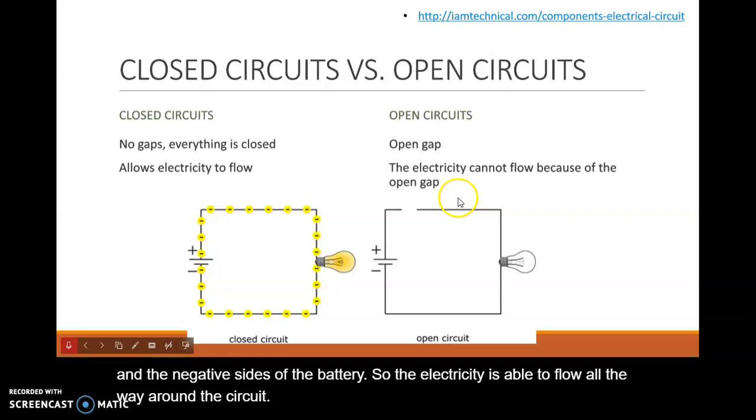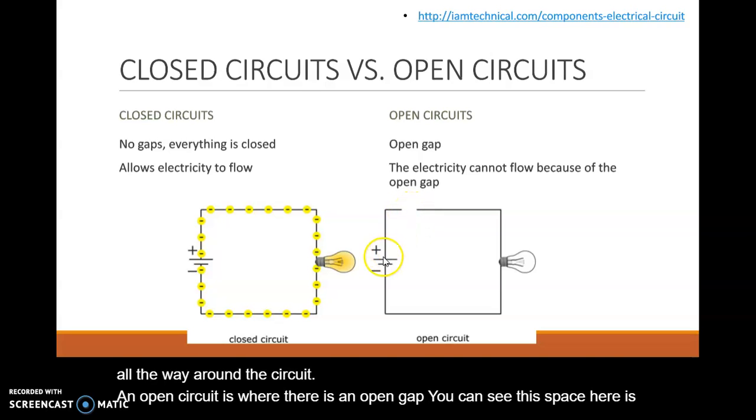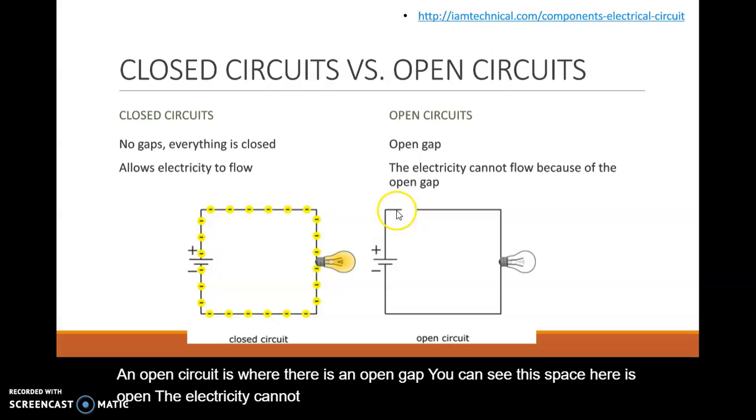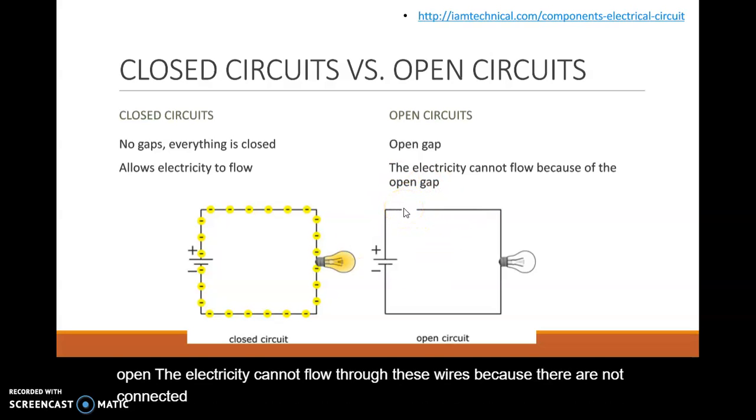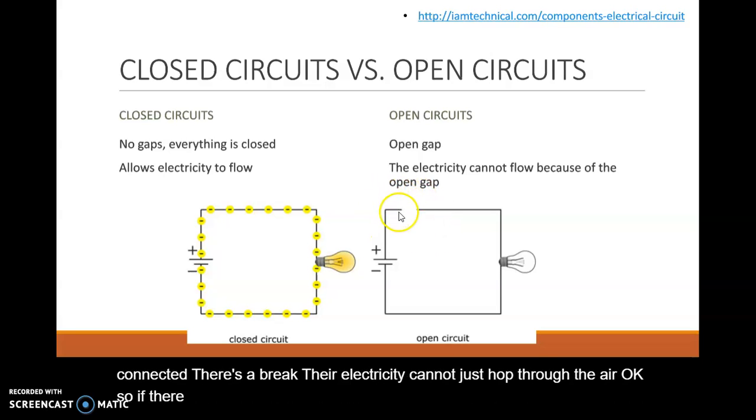Now, an open circuit is where there is an open gap. You can see this space here is open. The electricity cannot flow through these wires because they're not connected. There's a break there. Electricity cannot just hop through the air, okay? So if there is ever an open space in a circuit, then the electricity cannot pass.